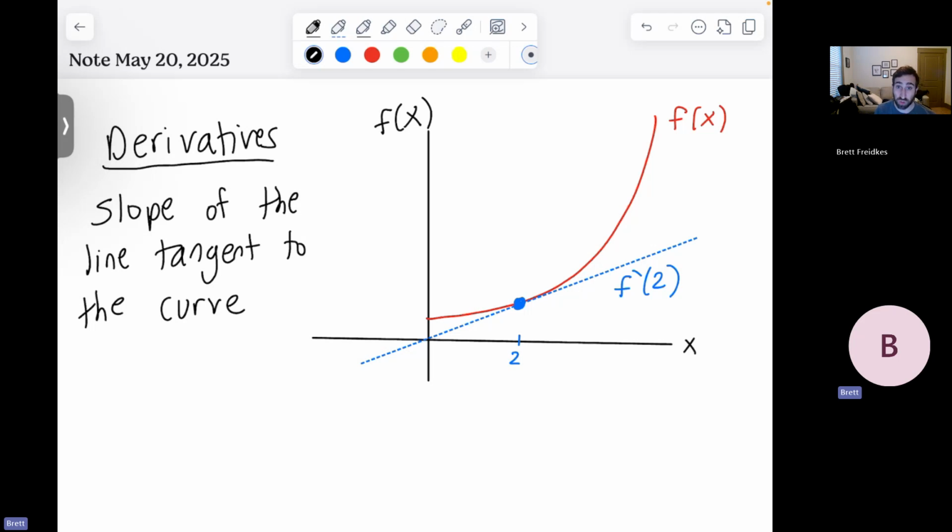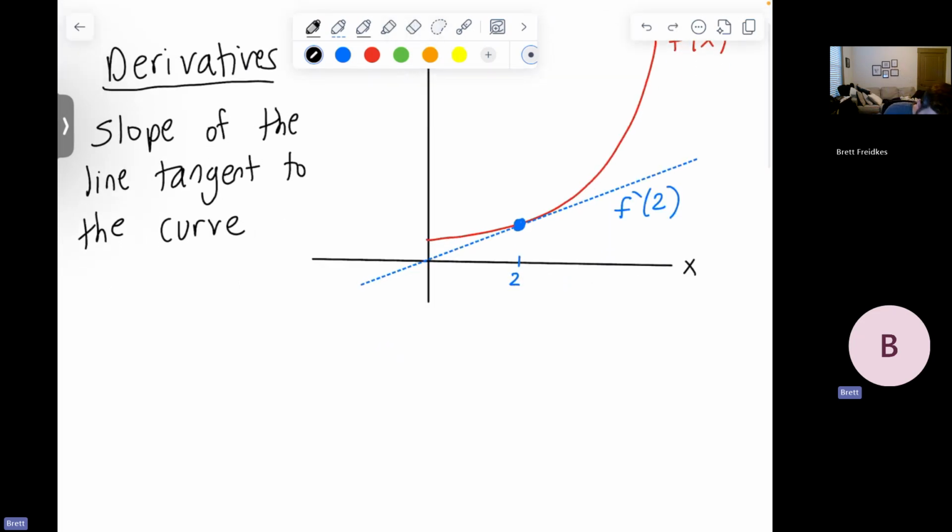But the general idea behind a derivative is that it is the slope of the line that is tangent to some curve. So in this picture here, you see that I've drawn this curve f of x that's in red. And let's say I'm interested to know what the slope is at x equals 2, at this point here that I have in blue. If I were to draw a line that's tangent to the curve, tangent meaning it touches the curve at that one spot, I would learn that the slope of that line is equal to the derivative at that point.